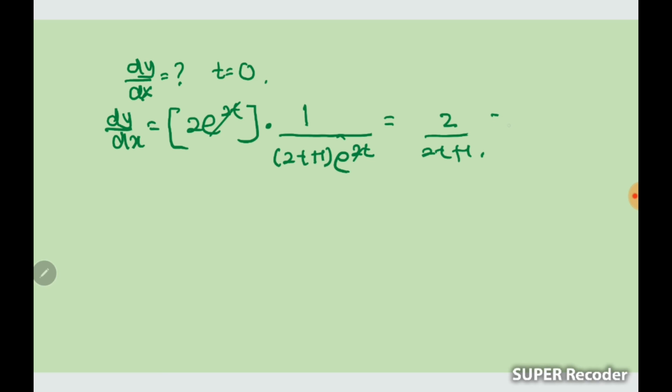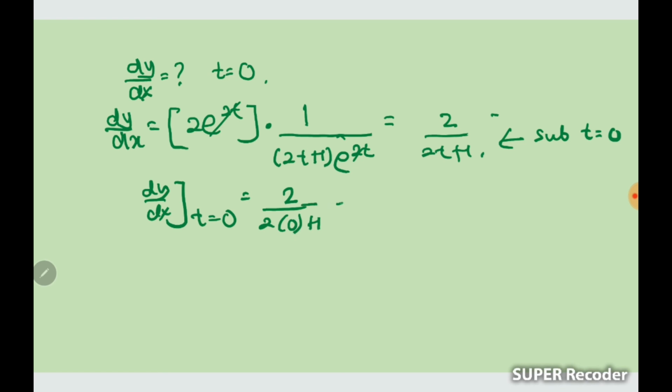Then you need to substitute t equals 0 here. Okay, so dy/dx when t equals 0 equals 2 over 2 times 0 plus 1. So the answer is 2 over 0 plus 1, and the answer is 2. Okay, so this is the value of dy/dx. When t equals 0 means you have to substitute t equals 0 into dy/dx.